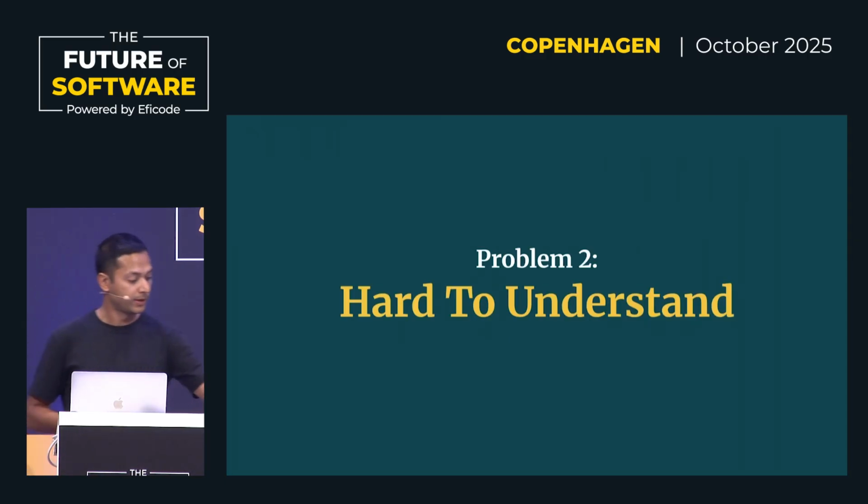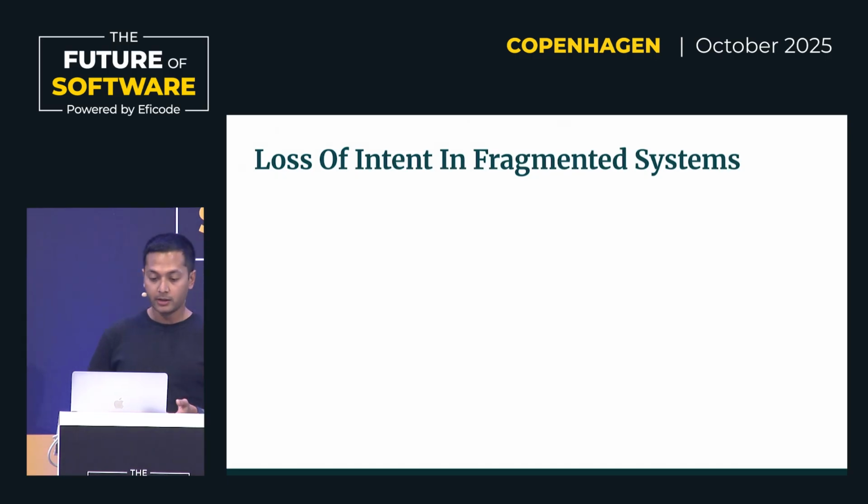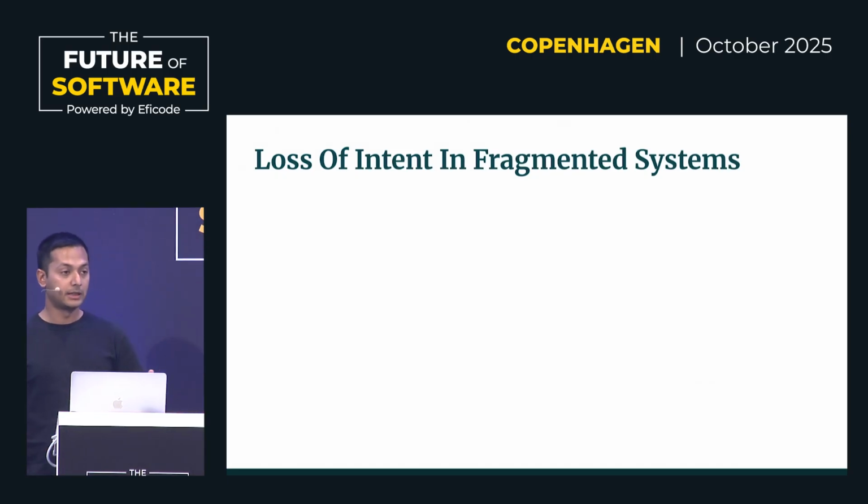The second problem was that it is hard to understand. Fragmented systems fundamentally are hard to understand. Why? Because we have so many moving pieces, the intention that the users come to our systems with keeps getting lost. Because they're deeper and deeper into the microservice system, you kind of forget what the user wanted to do originally. And that is not for anybody's fault. That is how the system is designed to operate.